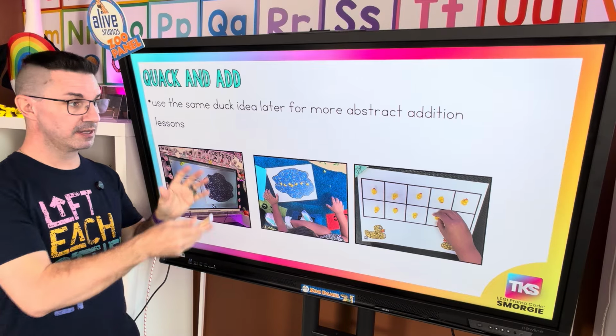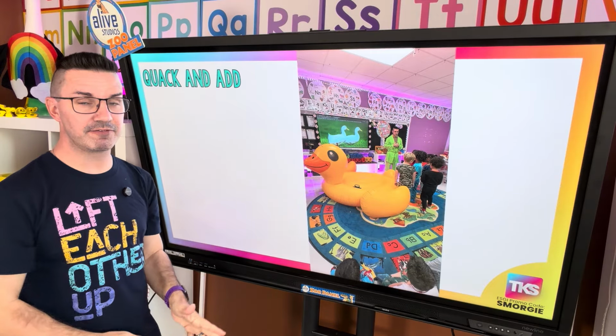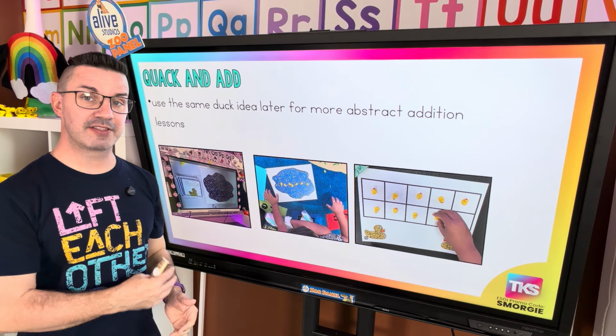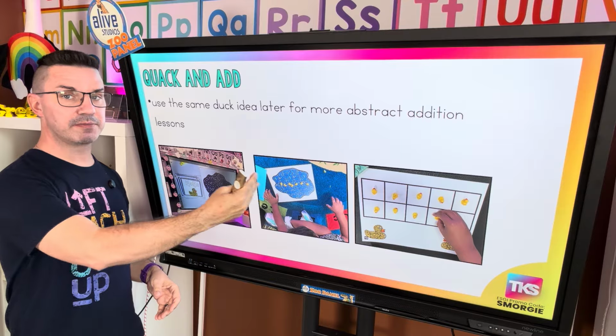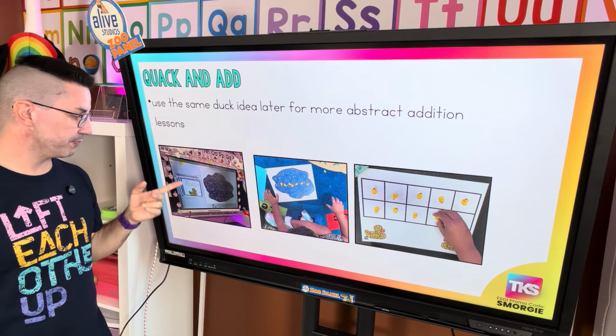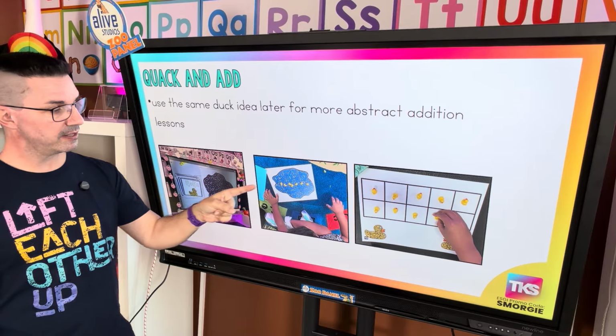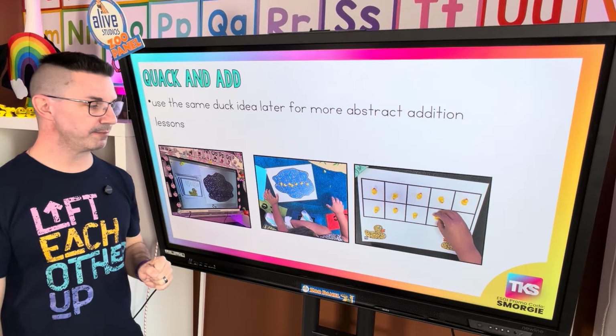So we've got concrete, right? Very concrete, but then we can take that same idea, that same concept, that same theme, and start to move towards that more abstract, right? We could do it with equations, right? So I show the equation card, they're putting the little ducks on their little pond, right?